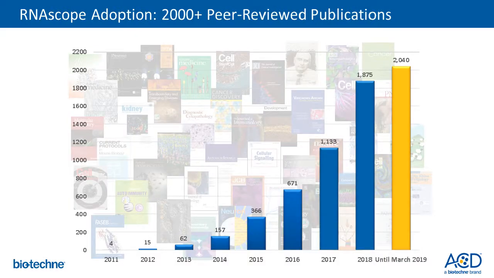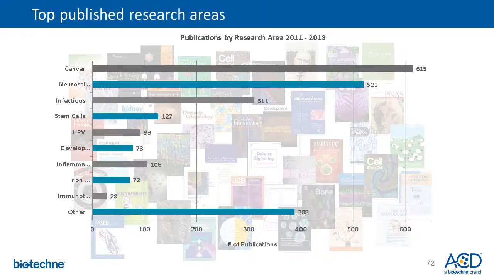The growth and adoption of the RNAscope technology is best exemplified by the number of peer-reviewed publications. We had our first publication in 2011, and since then there have been over 2,000 peer-reviewed papers published using the RNAscope technology in numerous journals, including many top-tier ones. And the RNAscope assay is highly relevant across multiple fields of research, with over 40% of the publications in cancer research, followed closely by neuroscience and infectious diseases.